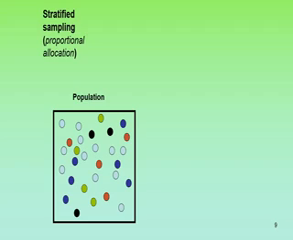Proportional allocation means the number of units drawn from each stratum. Stratum is the singular, strata is the plural. The number of units drawn from each stratum should be proportional to its members. If a particular stratum has more members, then in the sample also more members should appear from that stratum.